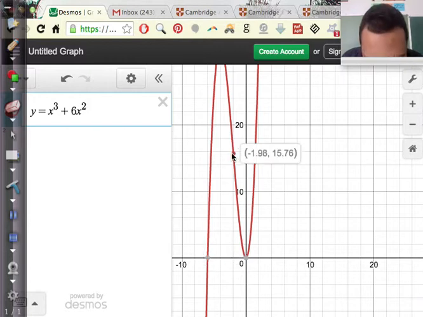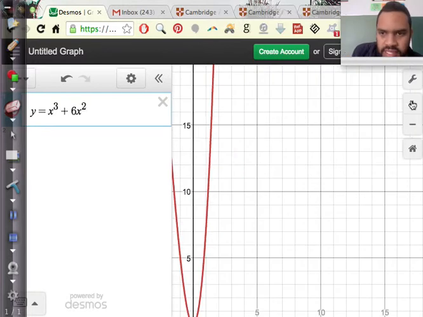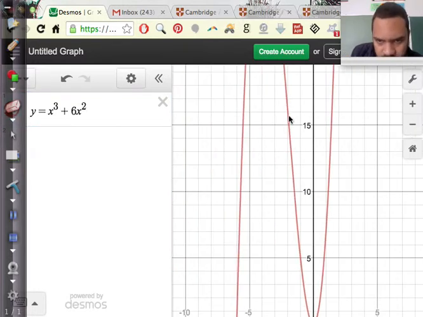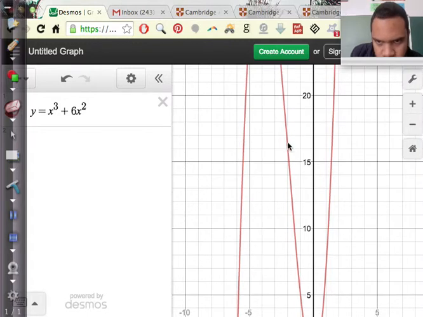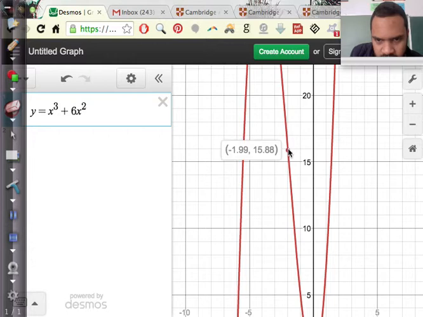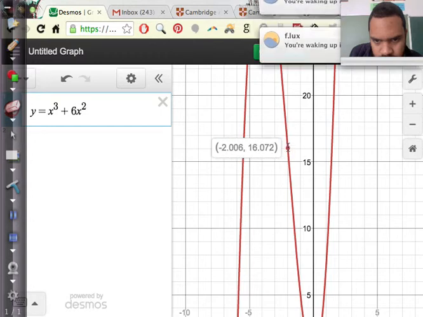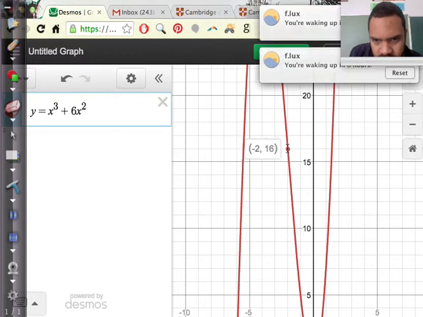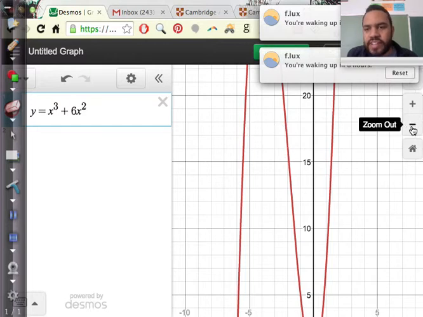Negative 2 and 16 is that point over there. Now what I'm noticing is it's not giving it to me. That point over there, negative 2, and 16. Do you see it? Negative 2 and 16. Now this is the point of inflection, right?